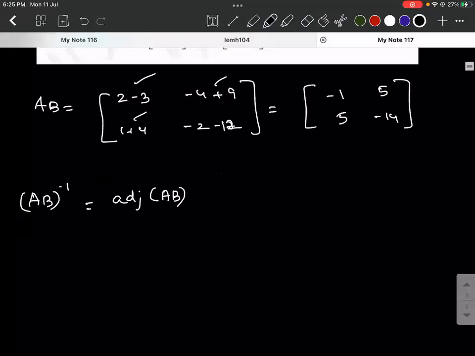So AB inverse is adjoint of AB divided by the determinant of AB. So even before you find the adjoint, find the determinant of AB. Determinant of AB is 14 minus 25, which is minus 11. So the determinant is not equal to 0 since it is a non-singular matrix. Right? Now we can proceed with the next step.